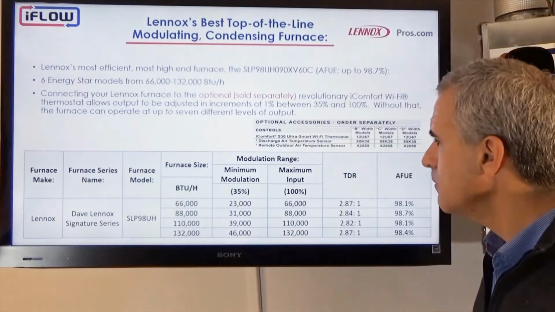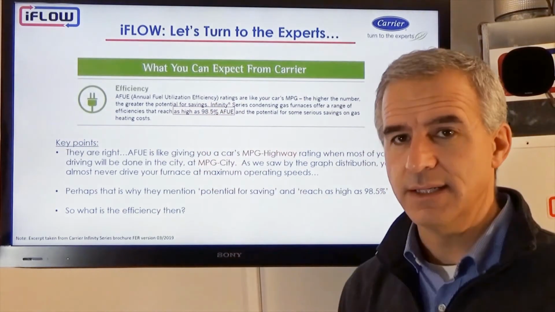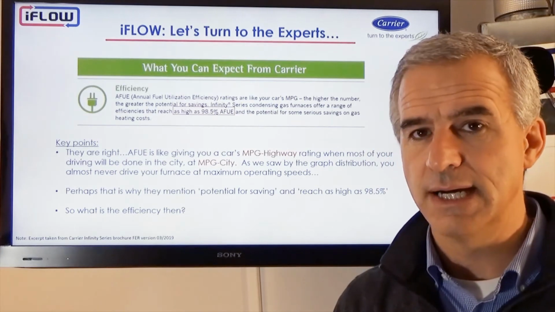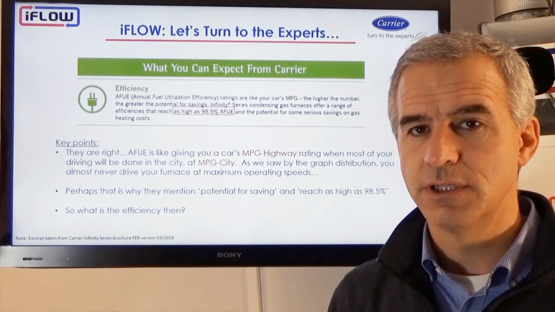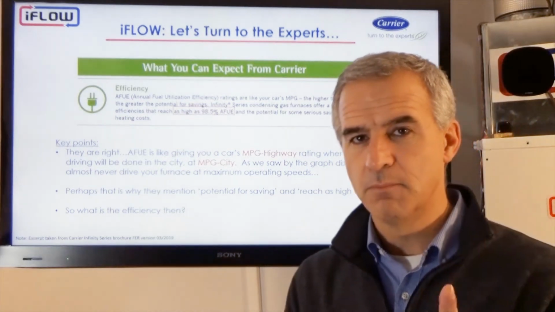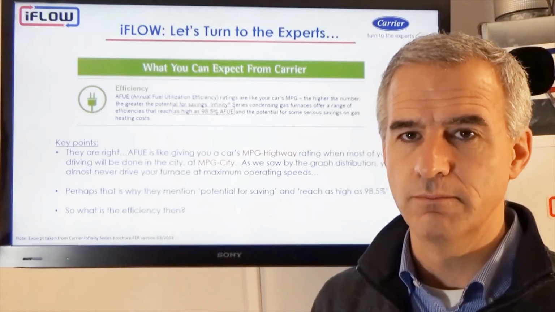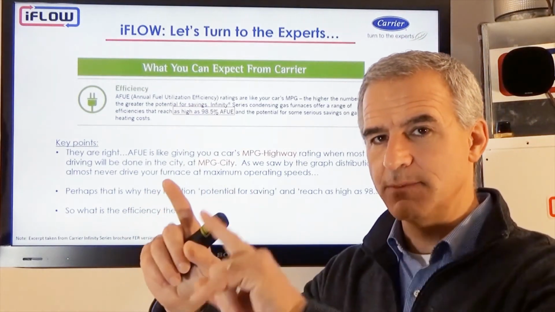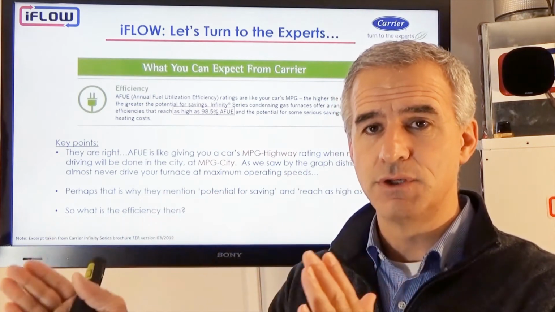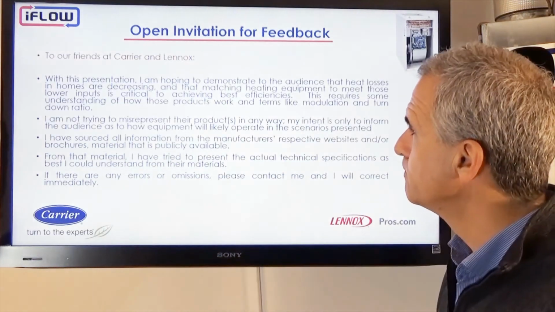So, all to say that AFUE number is not necessarily a reflection of how the unit is going to perform in the home. Really, it's about matching that minimum input and the maximum input to the heat loads of your home. When we can match both the maximum and the minimum and have the appliance modulate down to both ranges, that is the ideal, and that's what we're looking for.